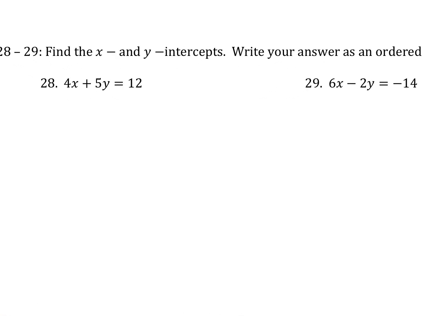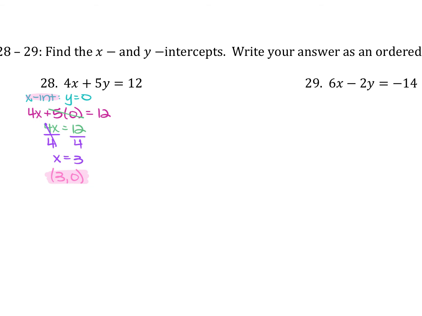To find your x-intercept, you are going to plug in 0 for y. So this means that we are going to have 4 times x plus 5 times y, which is 0, is equal to 12. If we cancel out that 5 times 0, because it is 0, we just have 4x is equal to 12. From here, we can just divide each side by the 4, and we get that x is 3. So the ordered pair that goes with this is the ordered pair 3, 0. And again, that is your x-intercept.